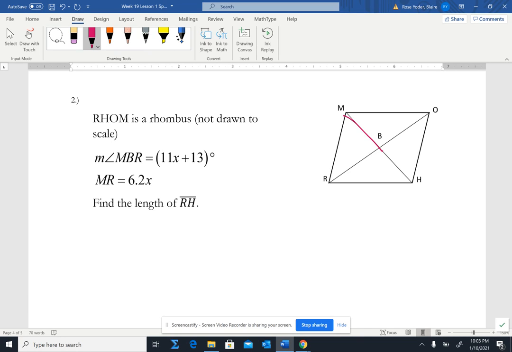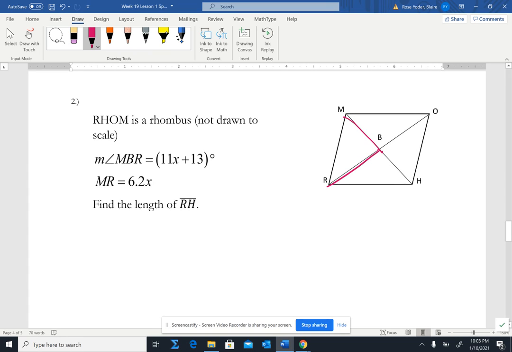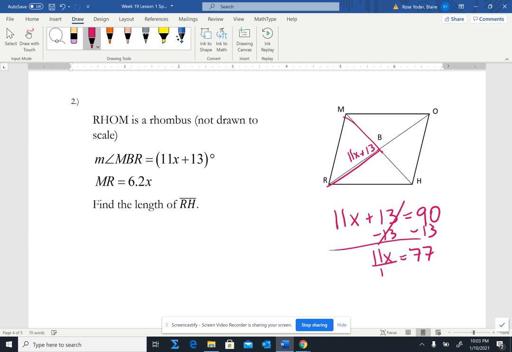I give you angle MBR. We just did a good exploration about diagonals where we learned in a rhombus that that's 90. So that tells you what equation to make. That angle is 90 degrees. So we'll solve that quick equation. Minus 13, divide by 11. X is 7.